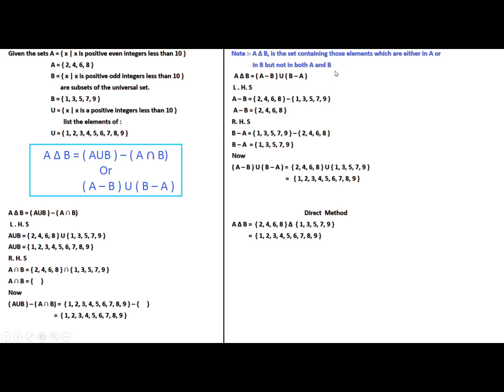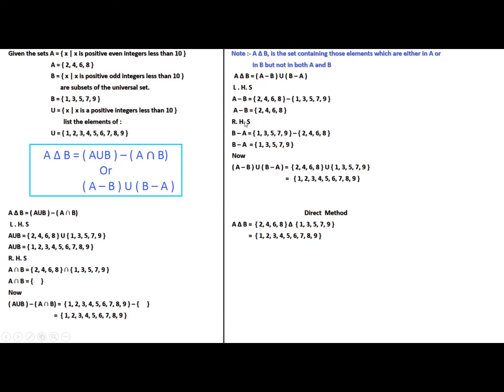Now I am telling you how to find A difference B union B difference A. So first, there are also two sides, left hand side and right hand side. First we will do the left hand side. A difference B, 2 4 6 8 difference 1 3 5 7 9. And what we've learned: the set containing those elements that are in A but not in set B. So see, these are the elements that we cannot find in set B. So 2 4 6 8 will be our answer.